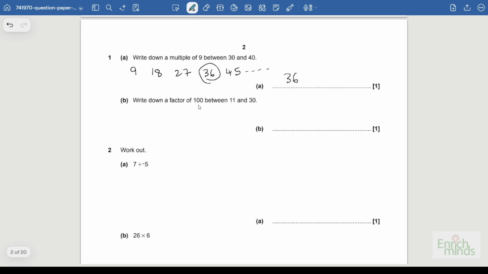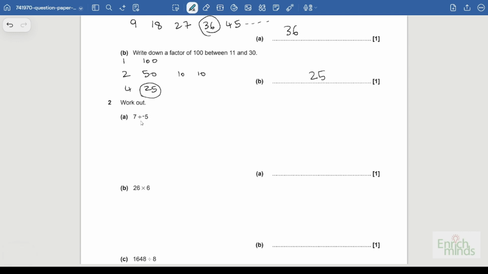Write down a factor of 100 between 11 and 30. So the factors of 100 are 1 and 100, 2 and 50, 4 and 25, 10 and 10. Well, the factor which is between 11 and 30 is 25.